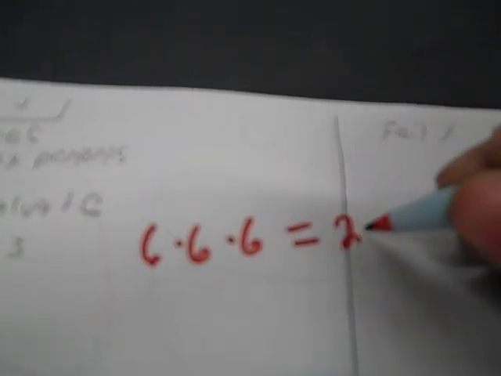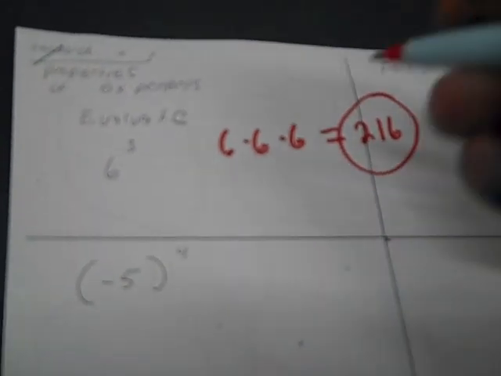Okay, getting down to the end of the reviews. So these exponents, 6 to the third, that means you just take 6 times 6 times 6. That's 216, so that's your product right there, 216.